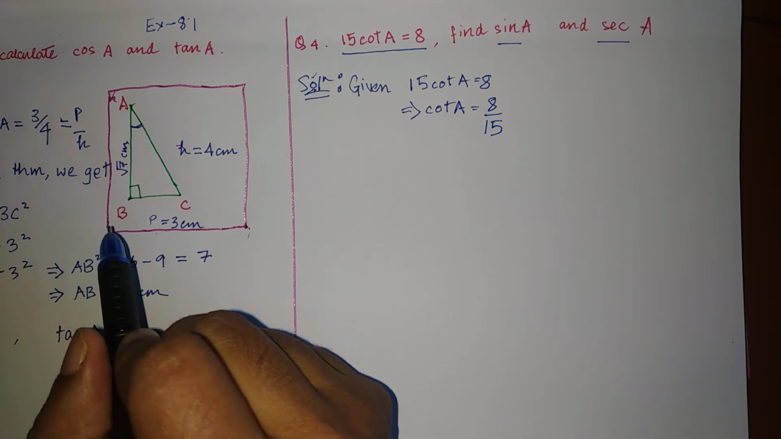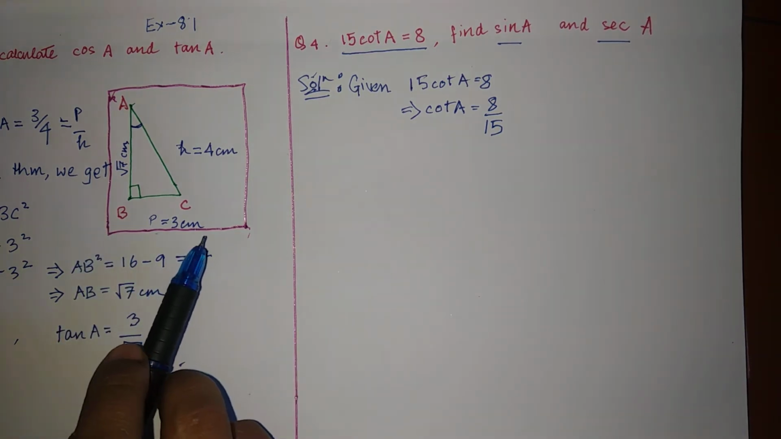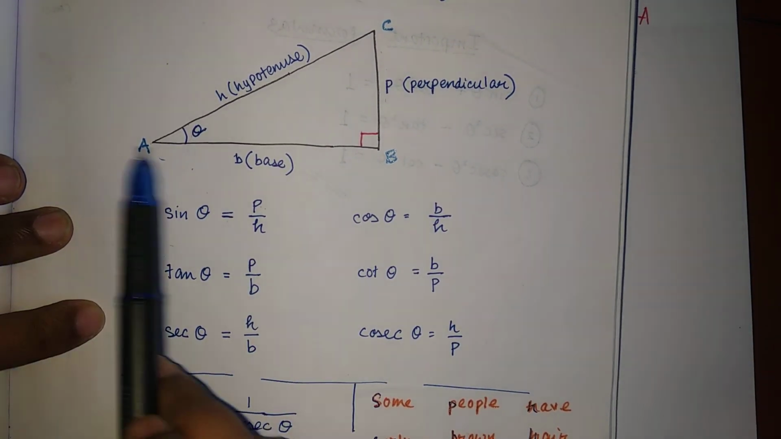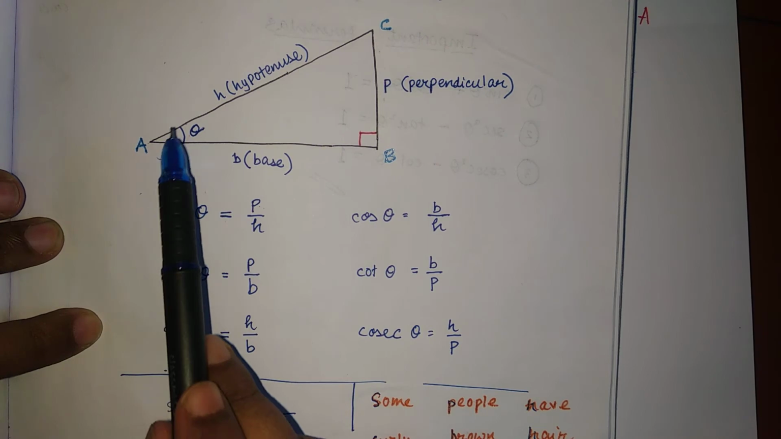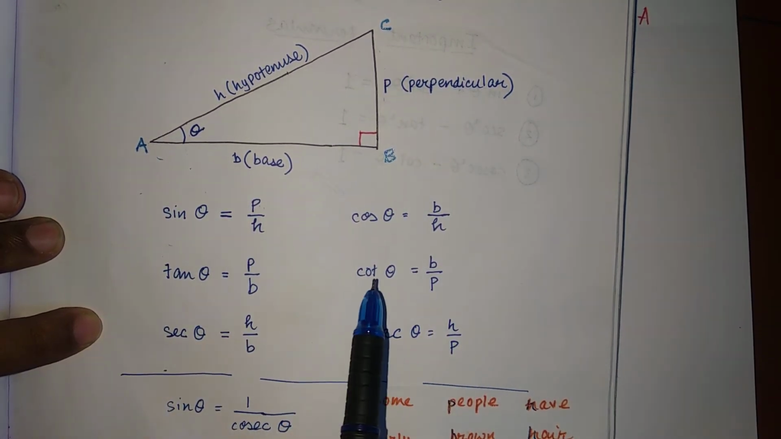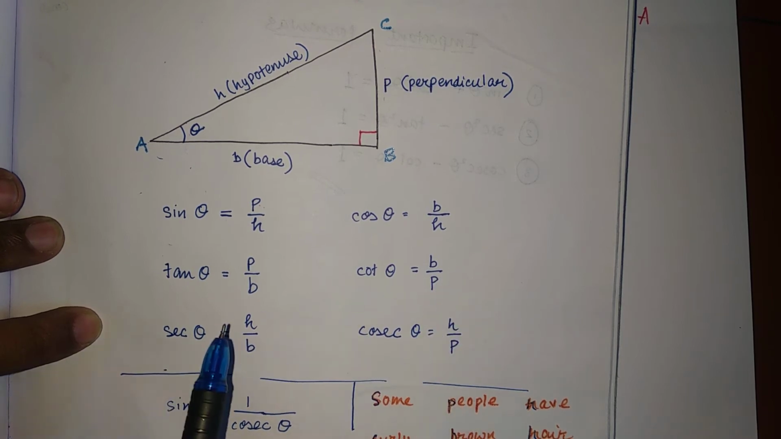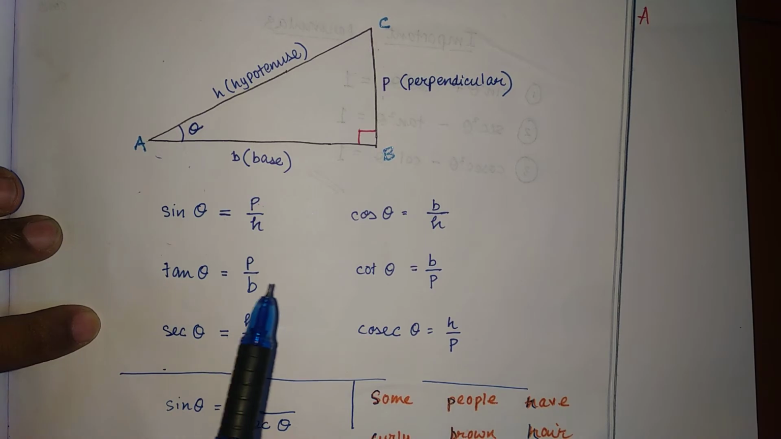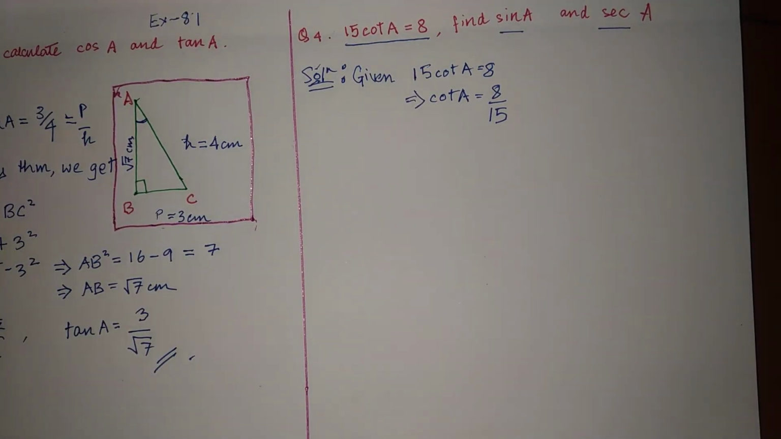Now similar to the earlier question I have shown, you need to know the value of cot theta. So suppose this is a right angle triangle ABC. The given angle is theta. This is the perpendicular, this is the base, and cot theta is equal to B by P. Always remember, it's the reciprocal of tan theta. It's base by perpendicular.